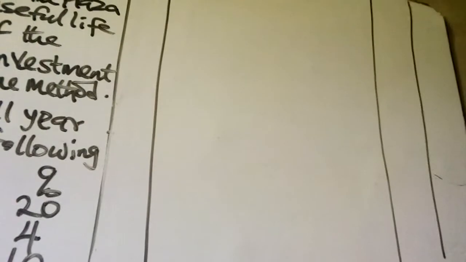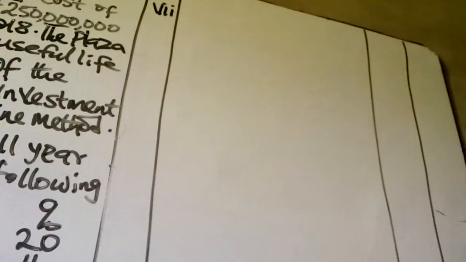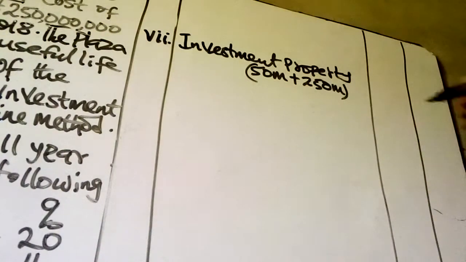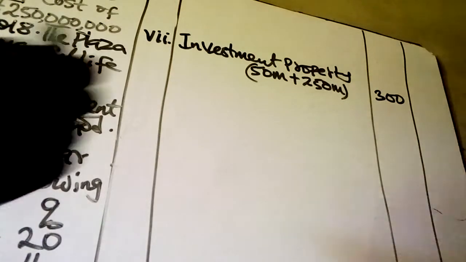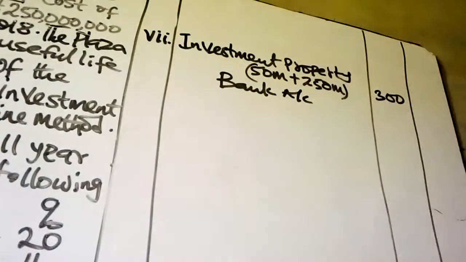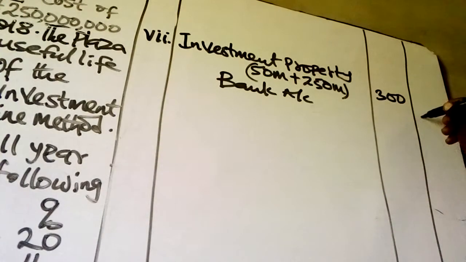Note 7, you debit the investment property with the cost, which is made up of the cost of the land and the cost of the plaza. So we have 300 million. Then you credit bank when payment is made. Bank is the giver. You credit bank account with 300 million.